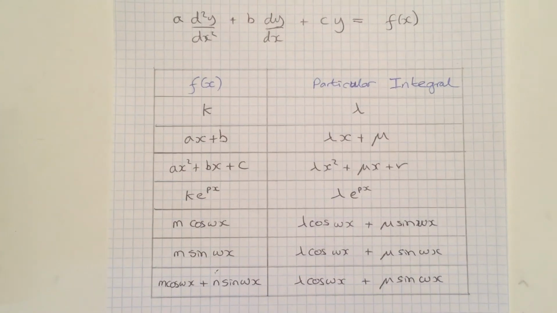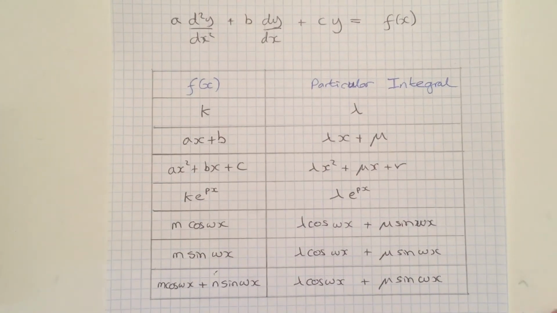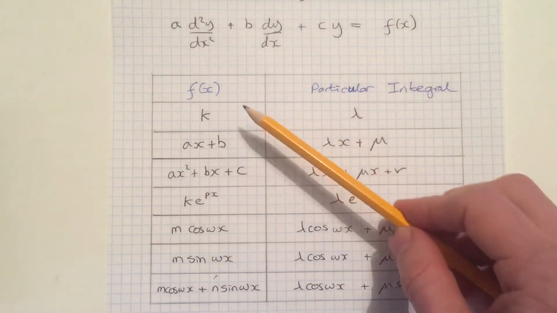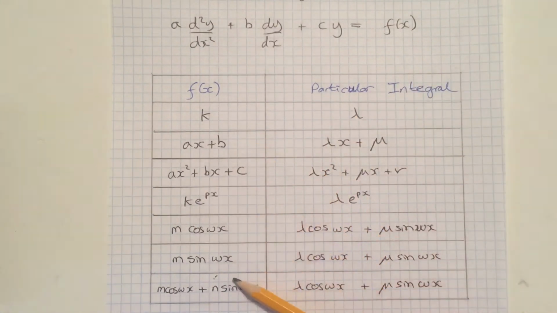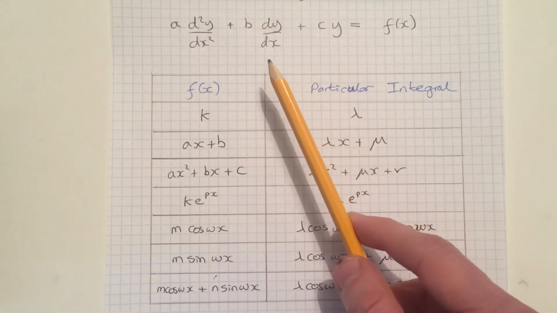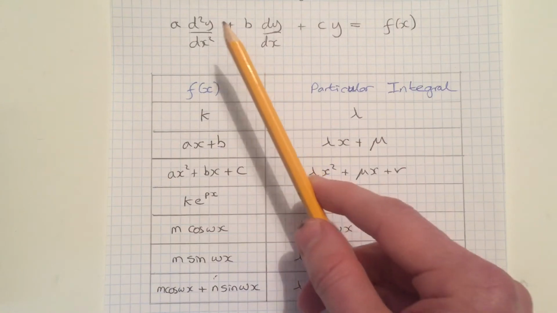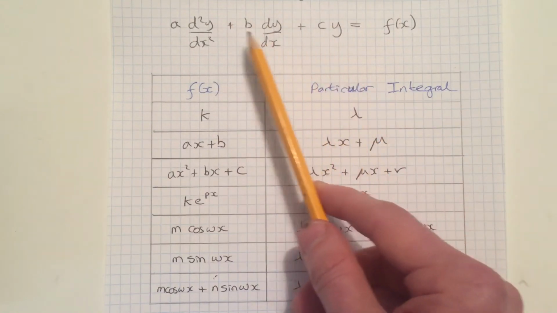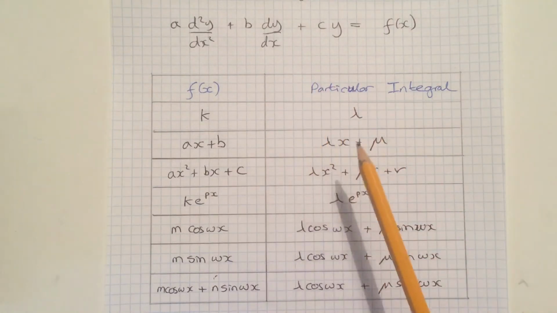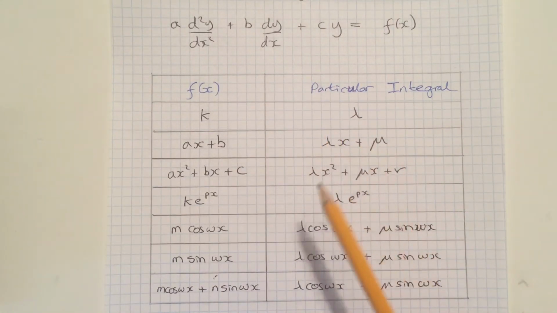So, just to recap what I'm saying here is, I look to see what this function here is, and depending on what type of function it is, that tells me what to guess as my particular integral, what y should equal for me to substitute it in here, here and here. That will then, when I work it through, allow me to work out what these constants should be. Then I know what the particular integral will be.